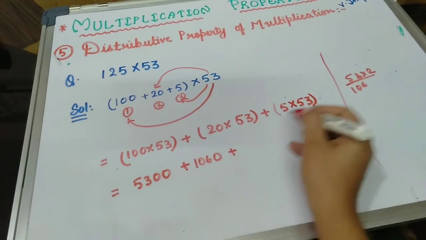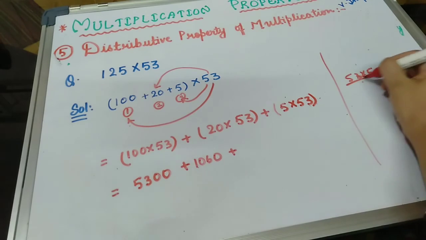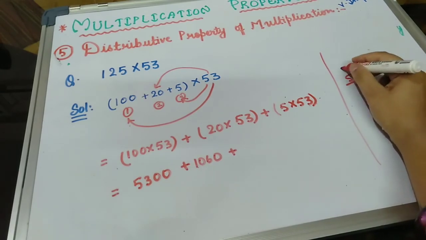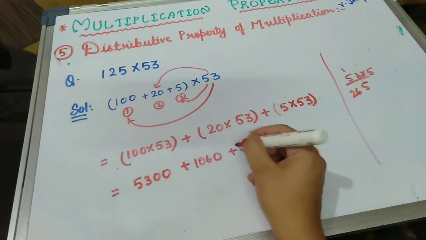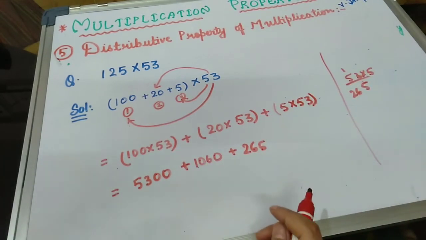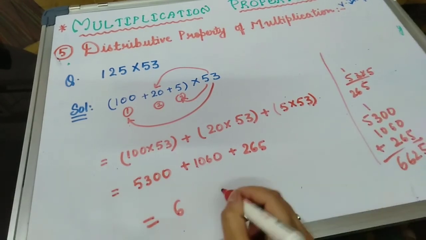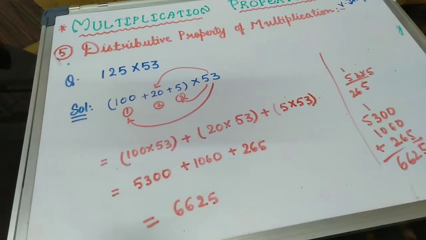Now 53 multiplied by 5. Okay. 53 multiplied by 5. 5 3s are 15. Carry over 1. 5 5s are 25 plus 1, 26. This is 265. Now add the numbers and write the answer. So the answer on adding is 6625. Is it clear? So learn this property.